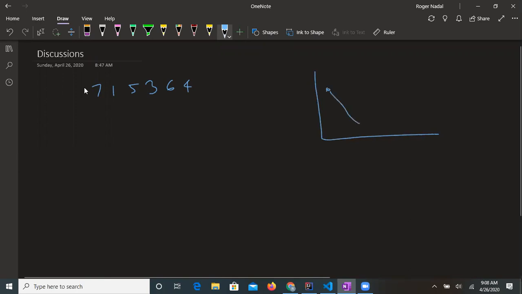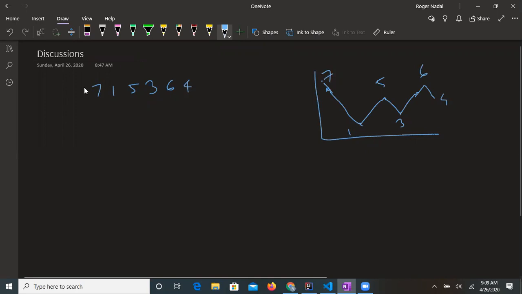So 7 to 1, then 5, maybe 5 is here, then 3 is here, then 6 is here, and then 4, okay, maybe 6 is here, and then 4, make 7 here then. Okay, 7, 1, 5, 3, 6, and 4.